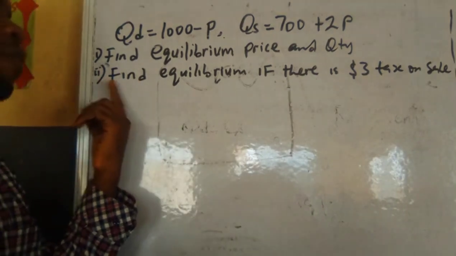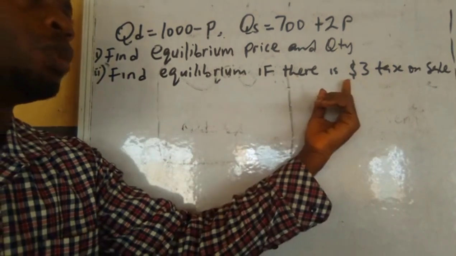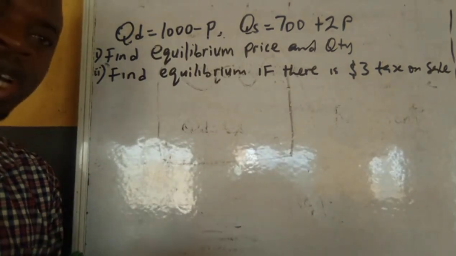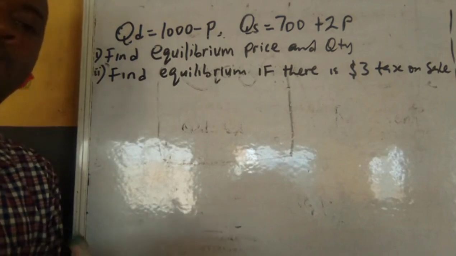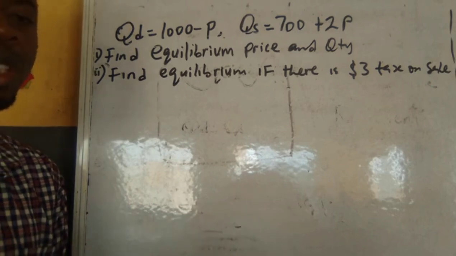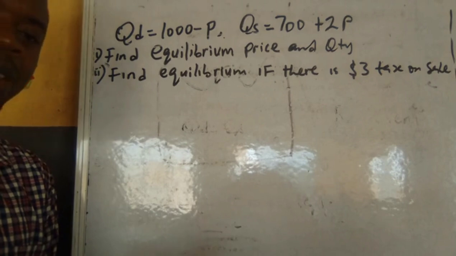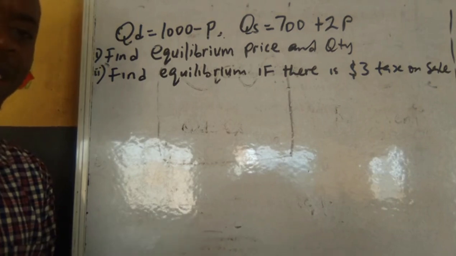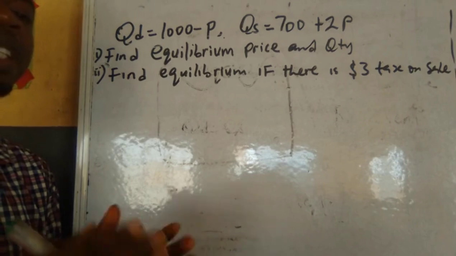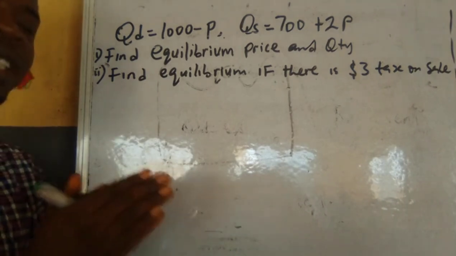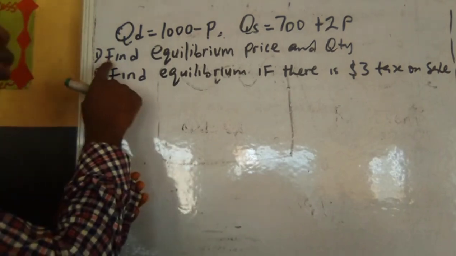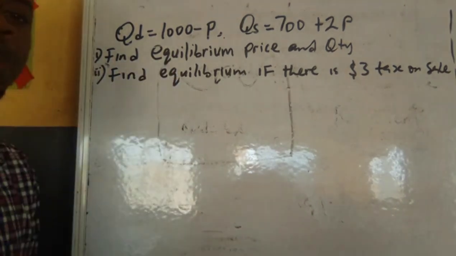Then look at the second question. It says find equilibrium if there is $3 tax on sale. This means that if government imposes a tax of $3 on the same good, then what will be the effect on equilibrium price and the quantity? Of course, equilibrium price and quantity would definitely change if there is tax. But that is not in all cases, as to be seen under incidence of taxation. But as for this question, let's see if there is going to be a change or not in the equilibrium price and the quantity. Look at the first one, no tax. The second one, there is tax. So let's solve it now.